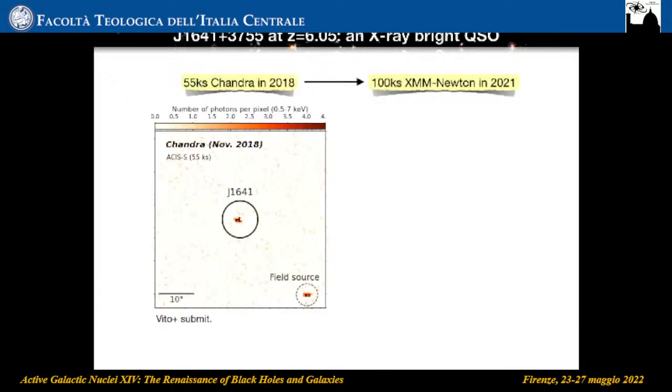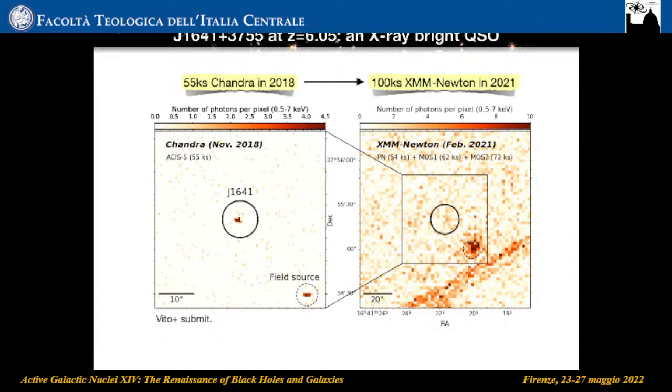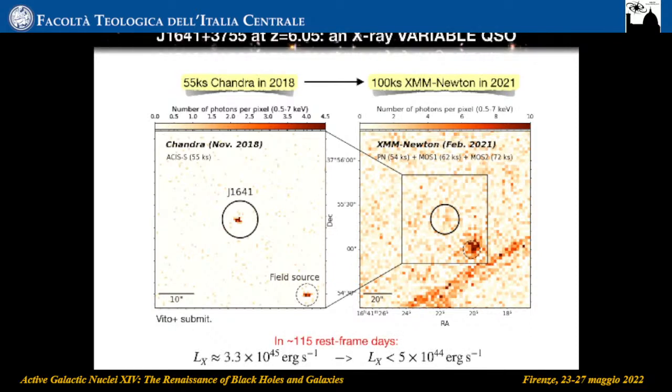So we decided to follow it up with XMM last year because we wanted to get, for instance, a spectrum of this quasar. And we expected something like hundreds of counts, hundreds of photons. But actually what we found is that the quasar disappeared. You still see the field source, which is pretty bright, but we don't see the quasar anymore. So we could put an upper limit to its luminosity in 2021 of about 5 times 10^44 erg per second, which is to be compared with the luminosity 3 years ago, which was 3 times 10^45 erg per second, which means that this quasar varied by more than a factor of 7 in a very short rest-frame time. This is about 3 months in the rest frame of the quasar.